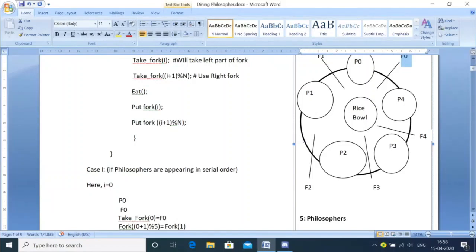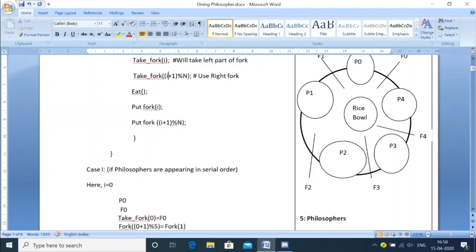Now let's say the next code we have is take fork I plus 1 modulo n. Based on the value of this expression we will be able to know which fork it will be taking. But I know what the value of I is here. What is the value of I? 0. So in place of I, I will put 0 plus 1.